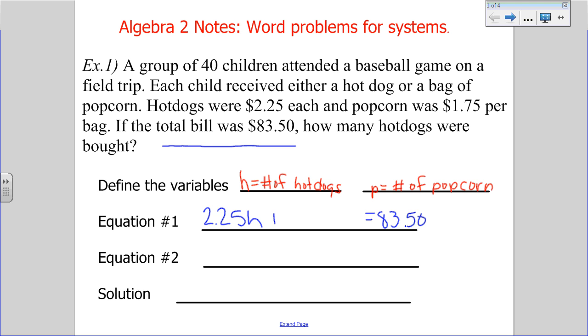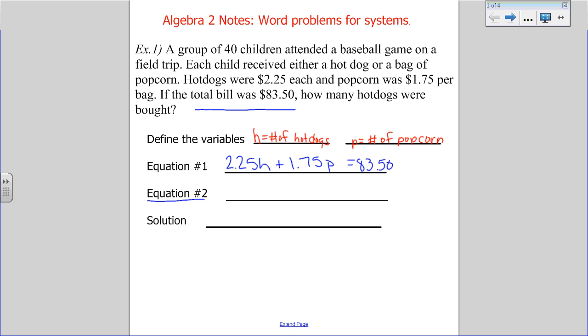So I've got to add in the fact that this group also bought popcorn, so it's $1.75 times the number of popcorns. Which now that we put that part in, guys, I can't solve this equation at all. It has two variables in it. I can't divide by anything and solve for h or for p, which is why you have to have the second equation. If you have two variables that you don't know, two unknowns, you have to have two equations to solve that. So what we need to figure out is what is our other total?